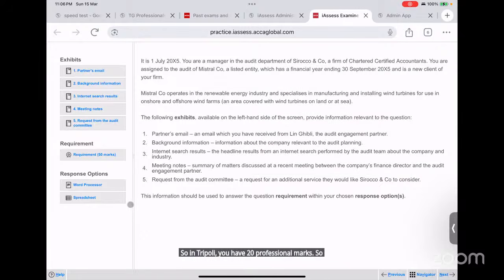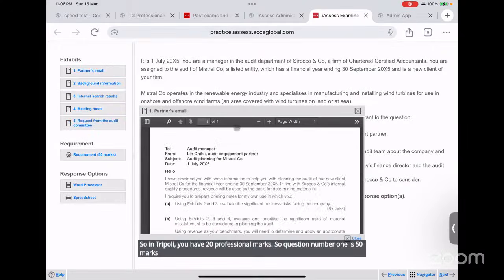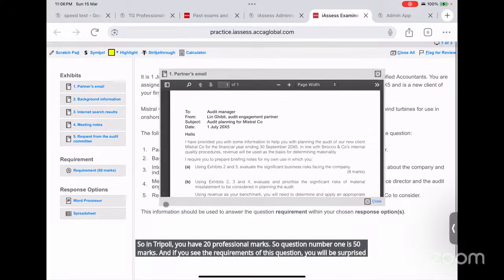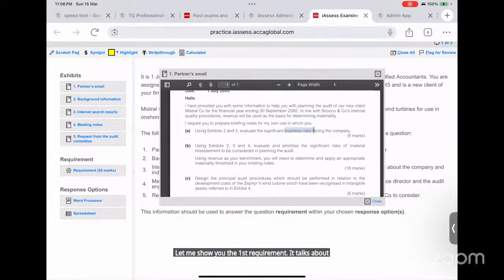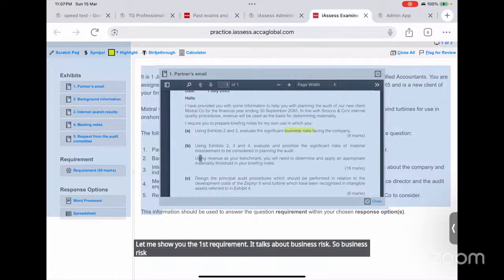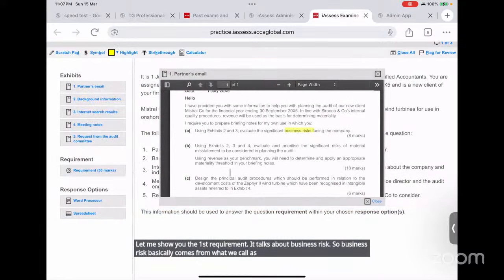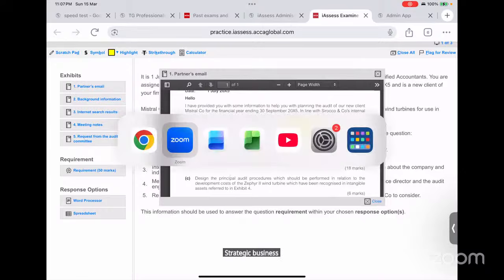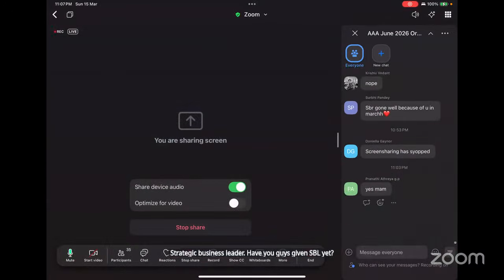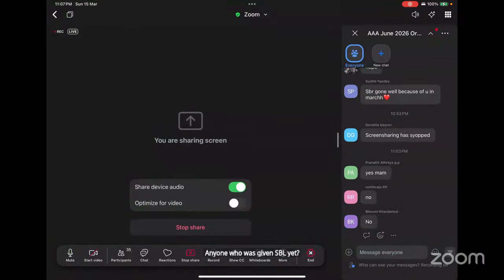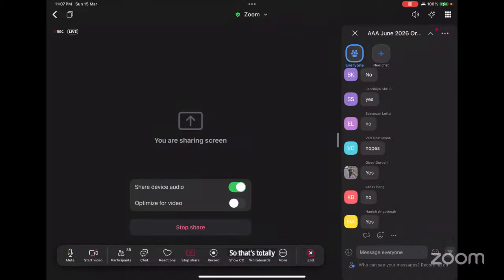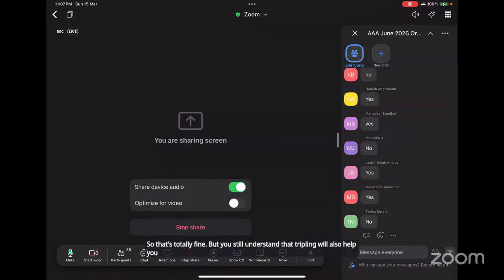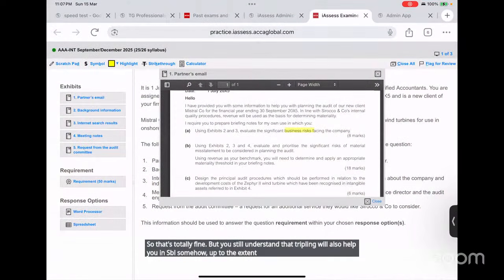So question number 1 is 50 marks. And if you see the requirements of this question, you will be surprised. Let me show you. The first requirement talks about business risk. Business risk basically comes from what we call SBL, Strategic Business Leader. Have you guys given SBL yet? Anyone who has given SBL yet? No. Okay. That's totally fine. But you should still understand that AAA will also help you in SBL somehow, up to the extent of 8 marks. Okay.